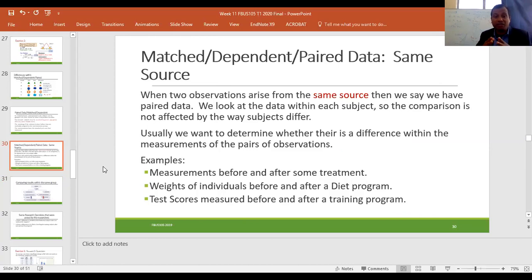Another example: weight of individuals before and after a diet program. Is it the same person? I'm taking the data two times. But this was not the case in the previous one, where we were doing the comparison between boot camp and the regular. There were two different groups of people. Another example: test scores measured before and after a training program. All these are examples which indicate that we are talking about dependent data, which may be paired or matched data.